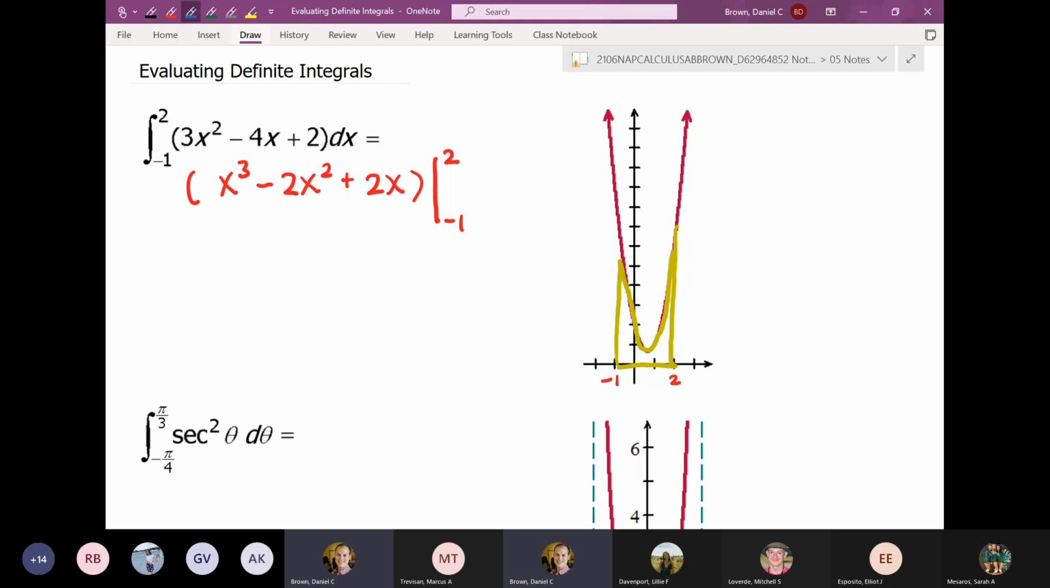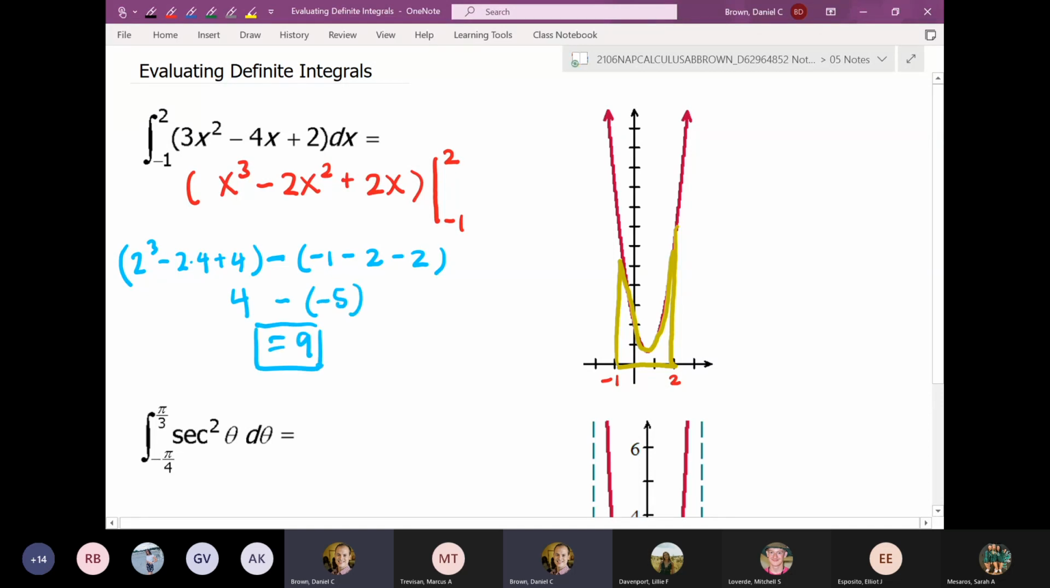And then to evaluate a definite integral, we are going to plug in the top number. So I have 2 cubed minus 2 times 4 plus 4, minus plugging in the bottom number. Well, -1 cubed is -1, minus -1 squared is +1. You can leave your answer like that, but I'm going to simplify it because I think it will make it more obvious what we are finding. So that first part is 8 minus 8 plus 4, which is 4, minus a -5, and that is equal to 9.